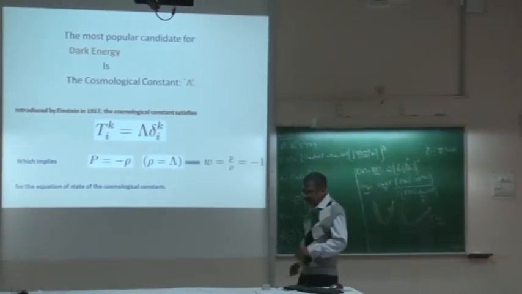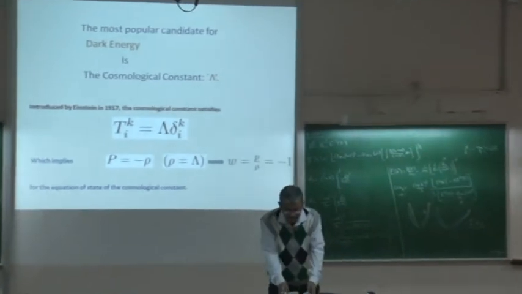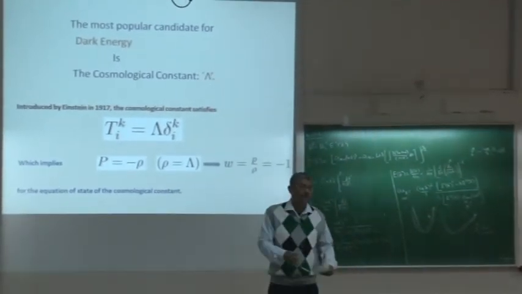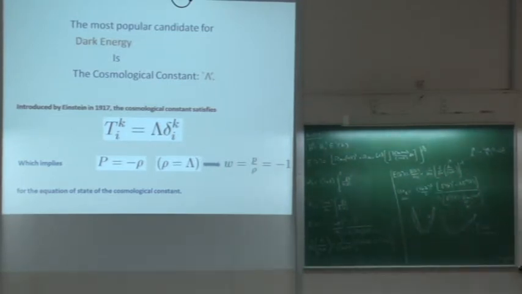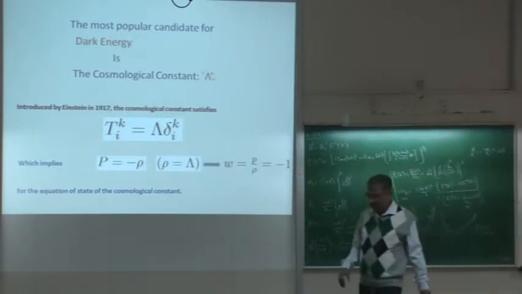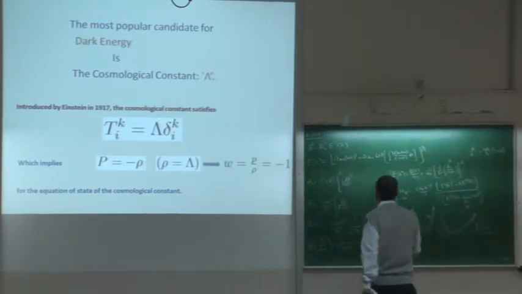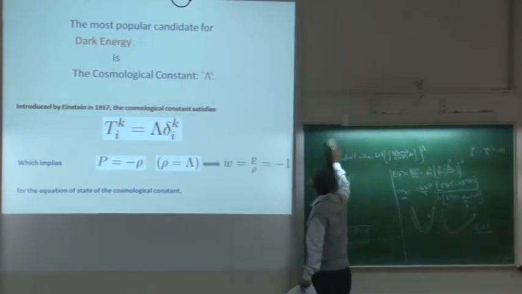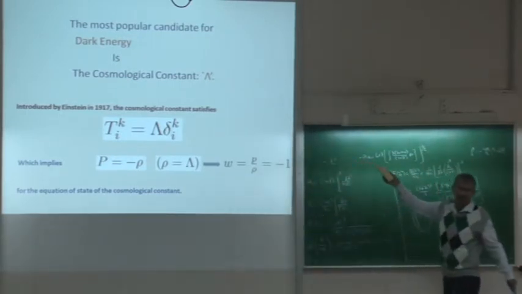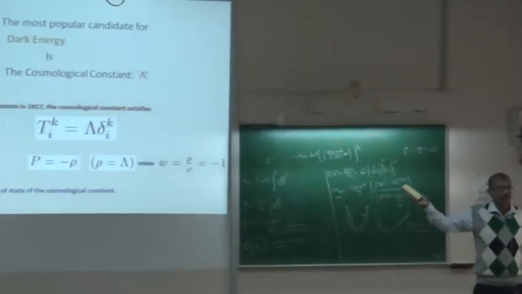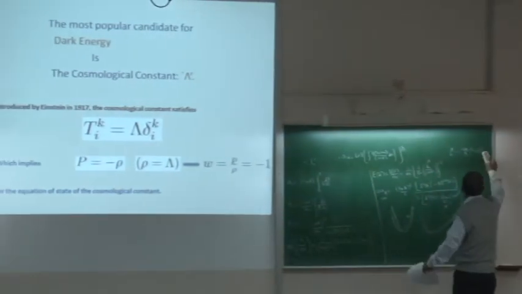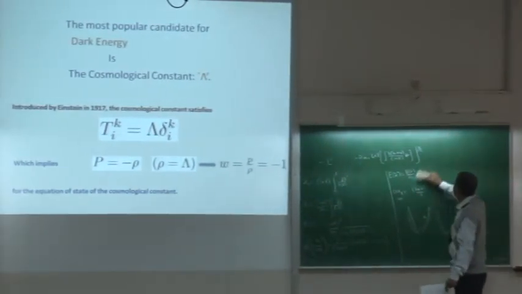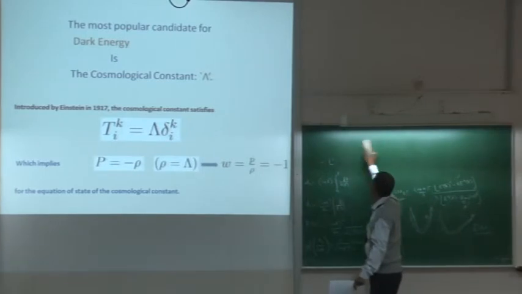So now the problem is, if it is such a simple thing, what is the problem with the cosmological constant, and how do we motivate dark energy models which are beyond the cosmological constant? So let's see what happens if you have a cosmological constant, which is a very simple thing, and as you just saw, it is allowed by mostly all the observations. So why do we go for all those complicated dark energy models? Why do we not take the simple cosmological constant for our case?